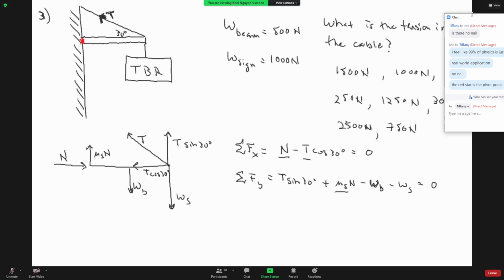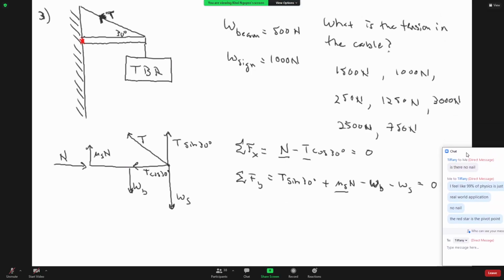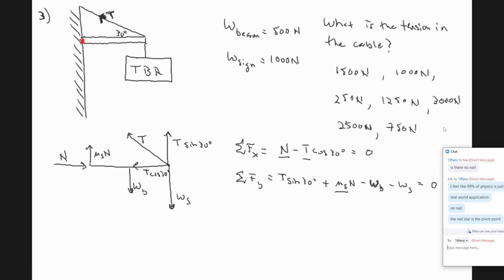And it's not going to work for us because we don't know things. We don't know the wall force. We don't know that normal force. We don't know the friction on the wall. No good. No bueno. Muy mal. So we've got to use what we learned today: summation of torques. And we know our pivot point.